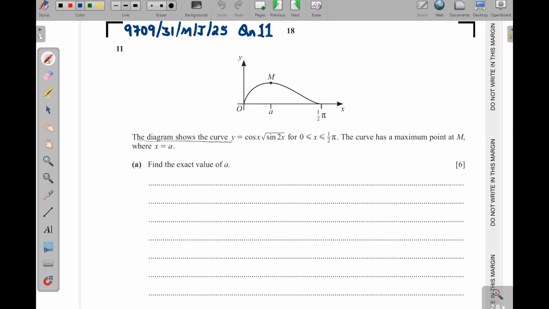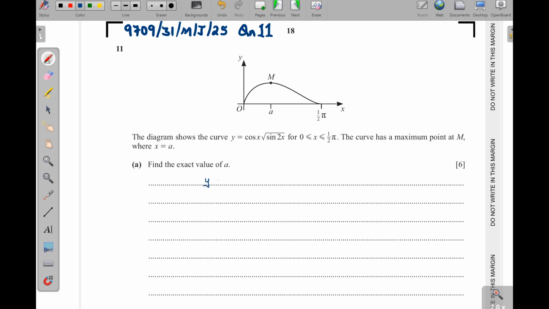The diagram shows the curve y is equal to cos x, then the square root of sine 2x for x ranging from 0 to pi over 2. The curve has the maximum point at M, where x is equal to a. Find the exact value of a. This is a turning point. Okay, turning point can be maximum or minimum. So we need to differentiate this one here.